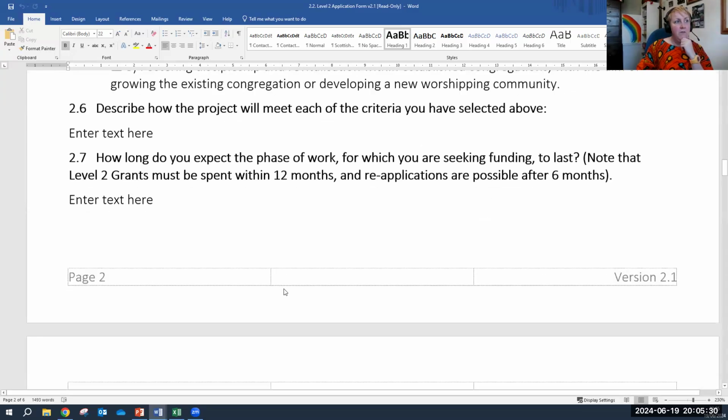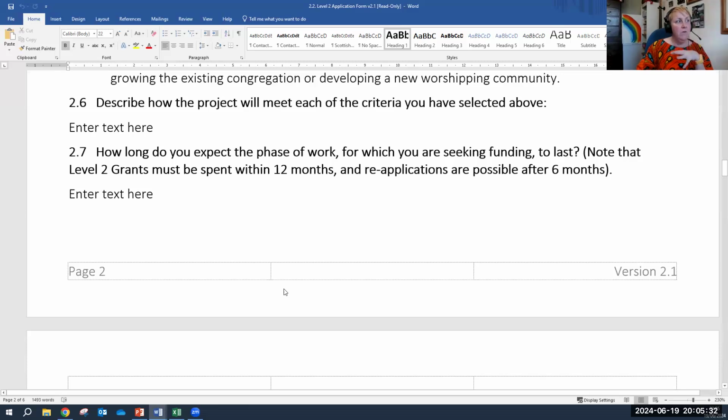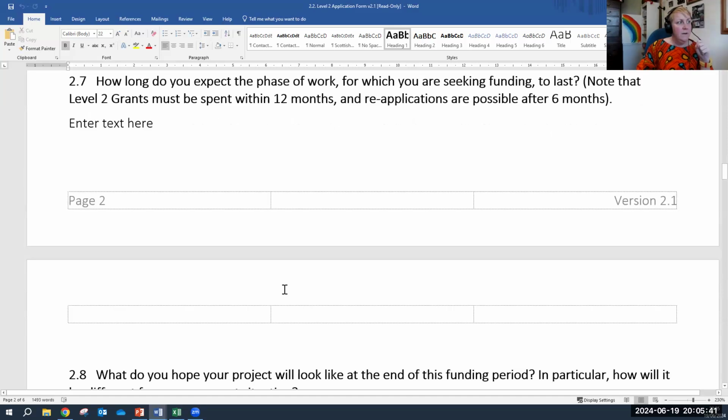How long do you expect the phase of work that you are seeking funding for to last? It says there, level 2 grants must be spent within 12 months, but reapplications are possible after 6 months, which we've already said.